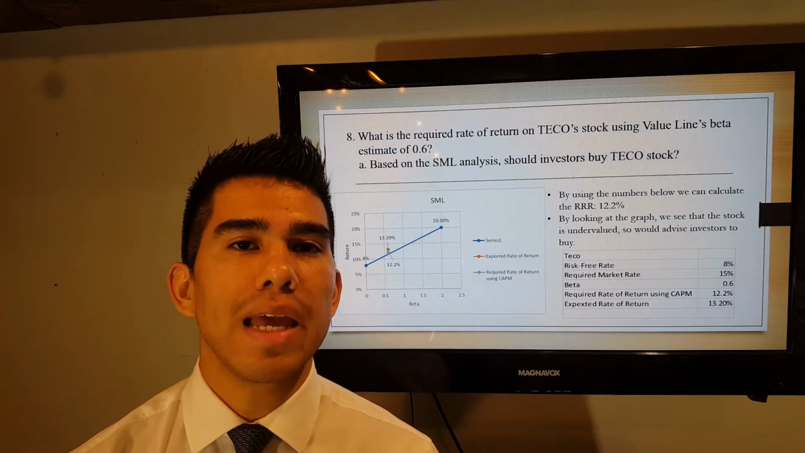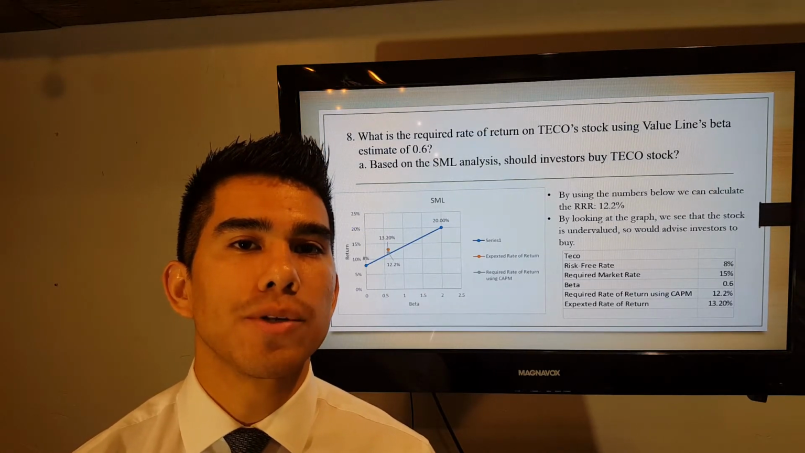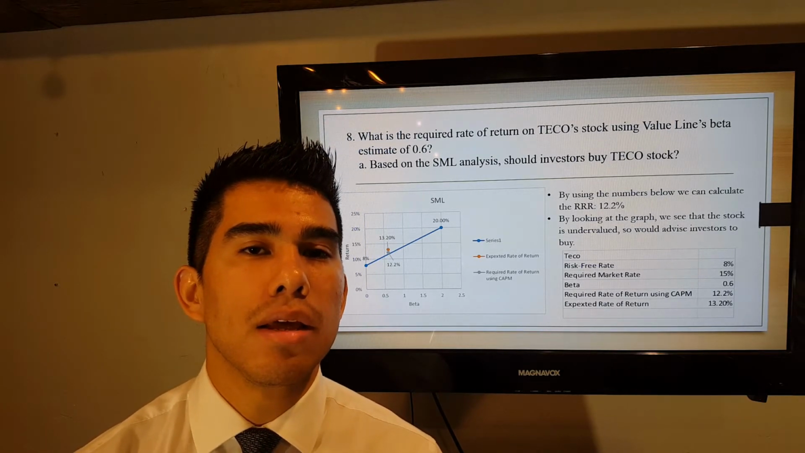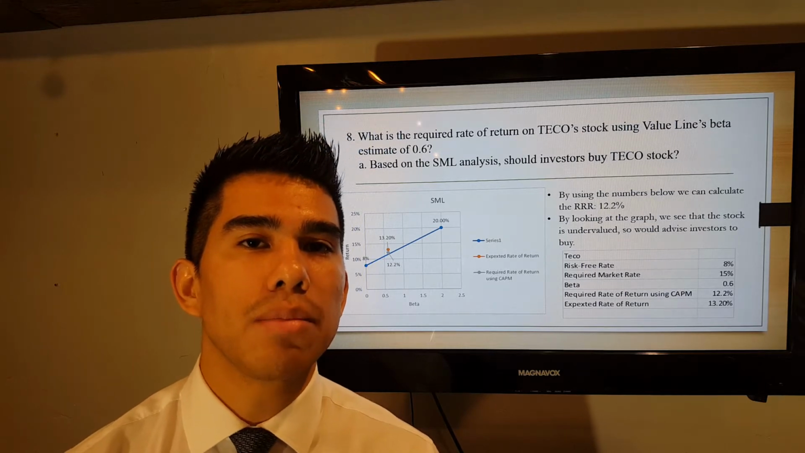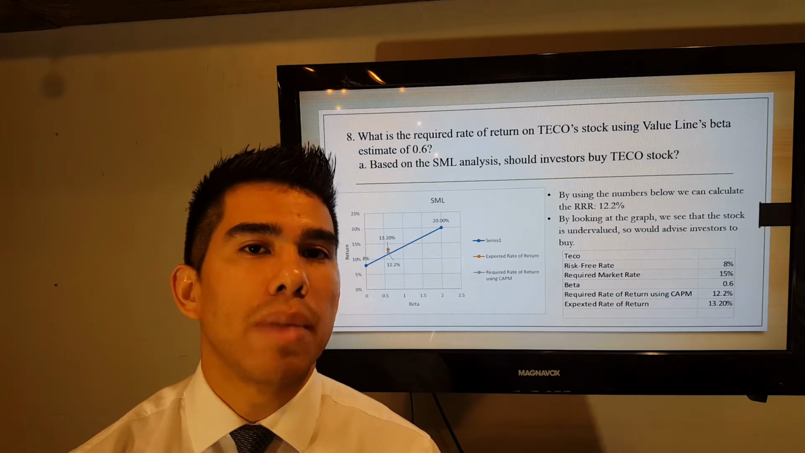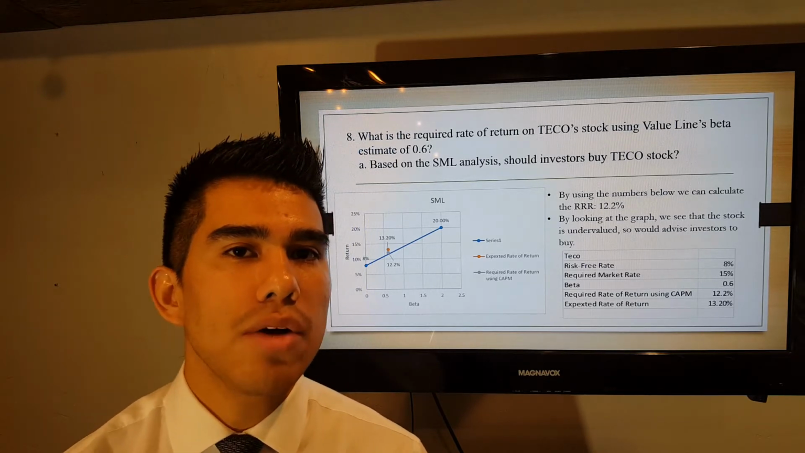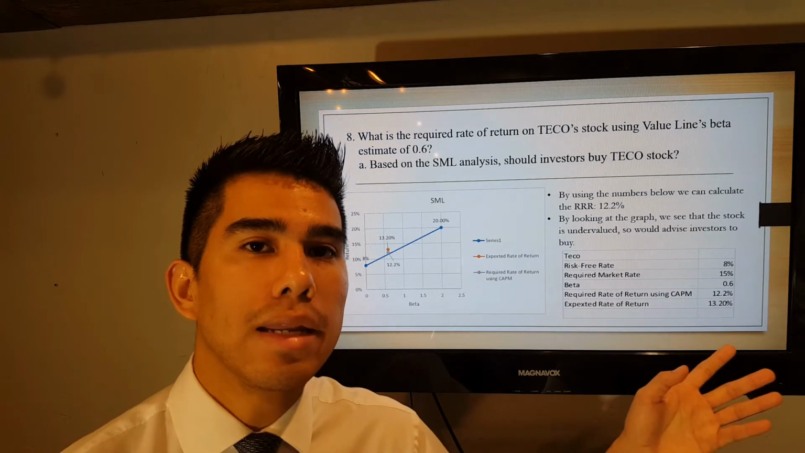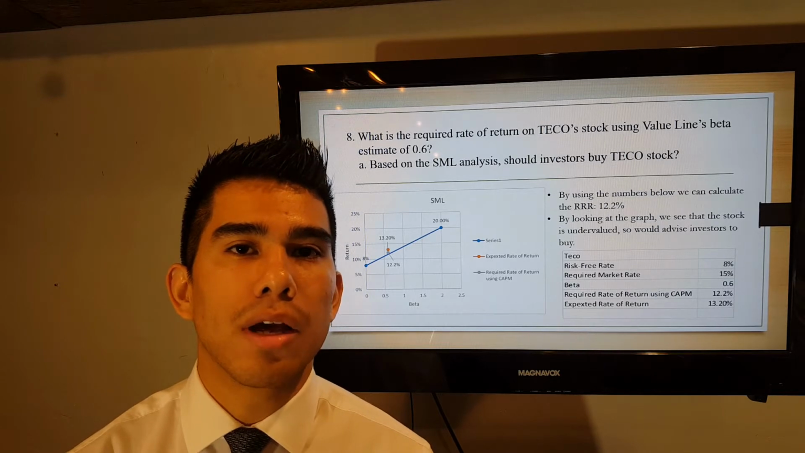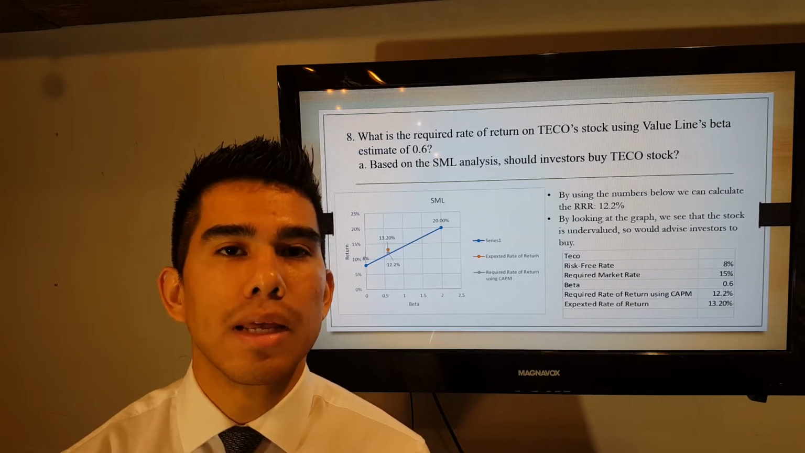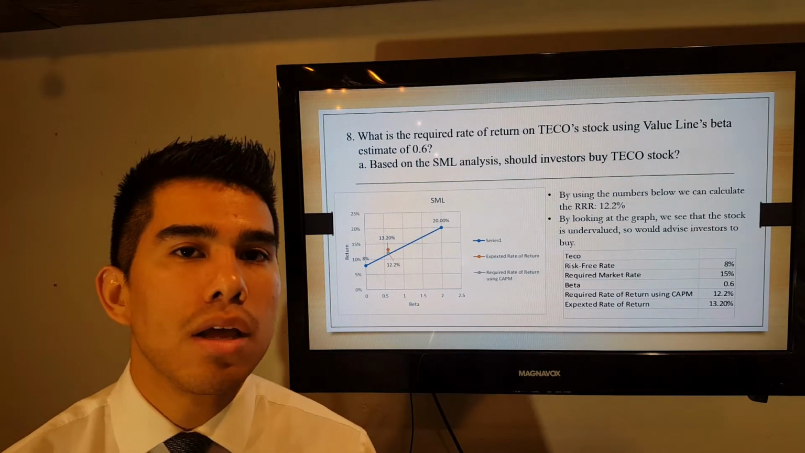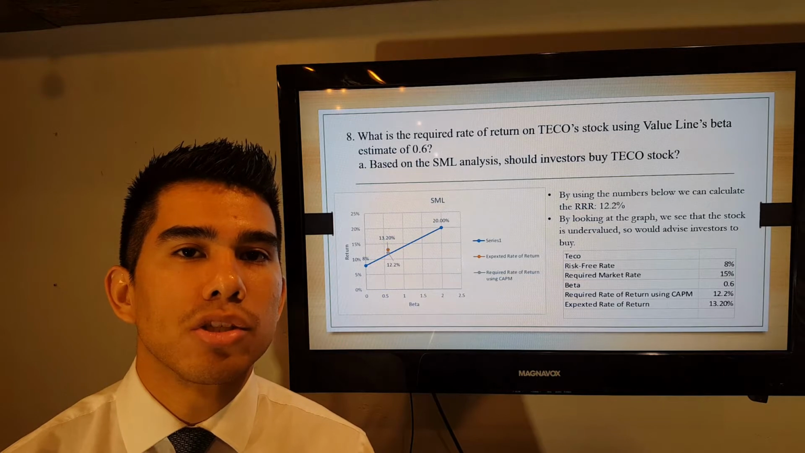Question 8 asks, what is the required rate of return for TECO stock based on Value Line's estimated beta of 0.6? The second part asks, based on the SML analysis, should investors buy TECO stock? Now, given these numbers and using the CAPM model, I was able to calculate the required rate of return for TECO stock at 12.2%. And using this graph to visualize the undervaluation of TECO stock, I would advise investors to buy TECO stock.